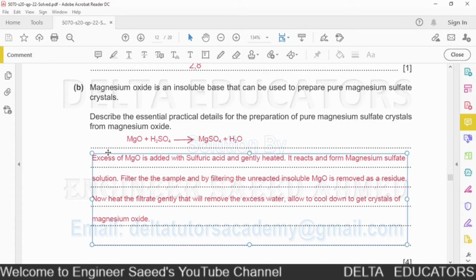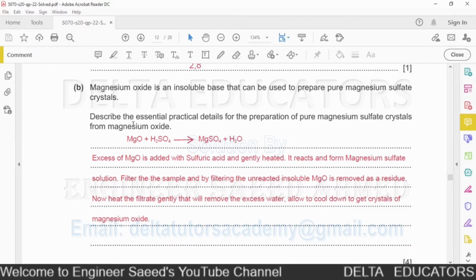When we add excess magnesium oxide to sulfuric acid and gently heat it, the magnesium oxide reacts with sulfuric acid and forms magnesium sulfate. Now this magnesium sulfate is soluble in water. So here this magnesium sulfate will be dissolved in water and we will get a solution.